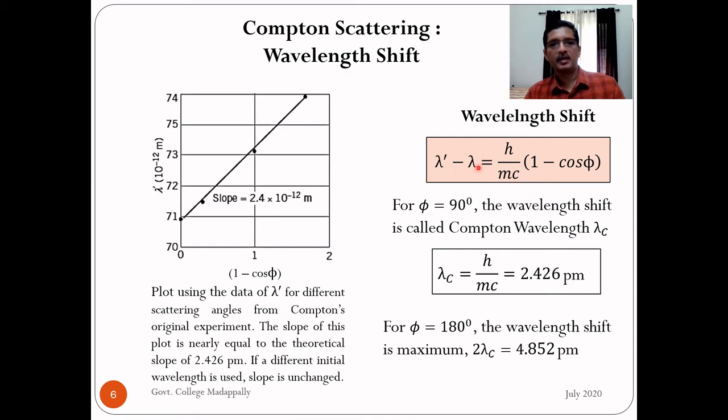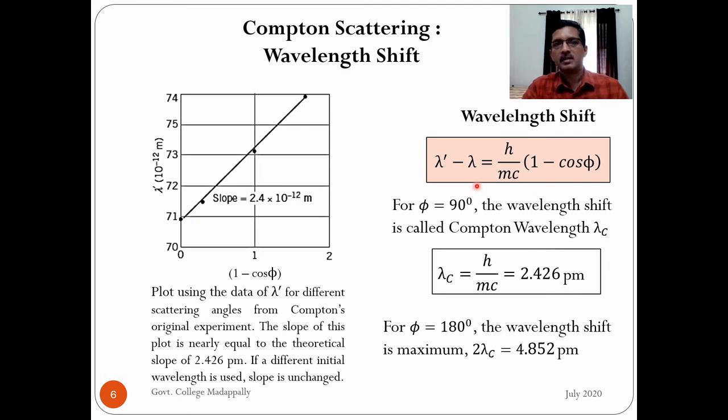And y-intercept will be lambda, what we have obtained here, corresponding to phi equal to 0. Okay, so this experimental graph clearly shows that this theoretically derived expression is correct. Okay, it is validated. If we use another incident radiation, the y-intercept will be different, lambda will be different, but the slope will be the same. Okay, Compton repeated his experiment with gamma radiations also, and he got the same type of straight line graph validating his equation. So Compton's achievement is remarkable.